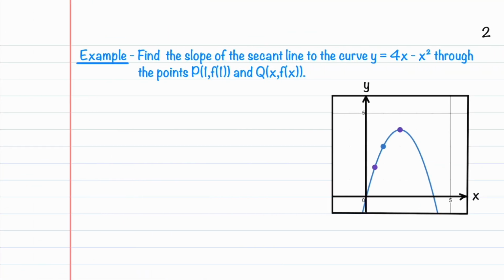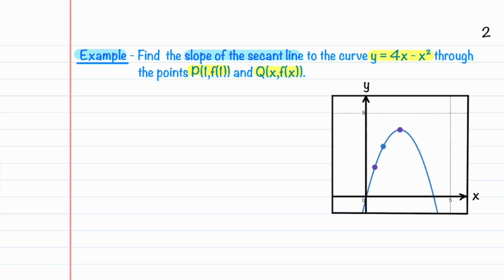Let's look at some examples where we're going to find the slope of a secant line and slope of a tangent line. In our first example, we're going to find the slope of the secant line to the curve y is equal to 4x minus x squared through the points P, located at 1, f of 1, and Q, located at some point x, f of x.